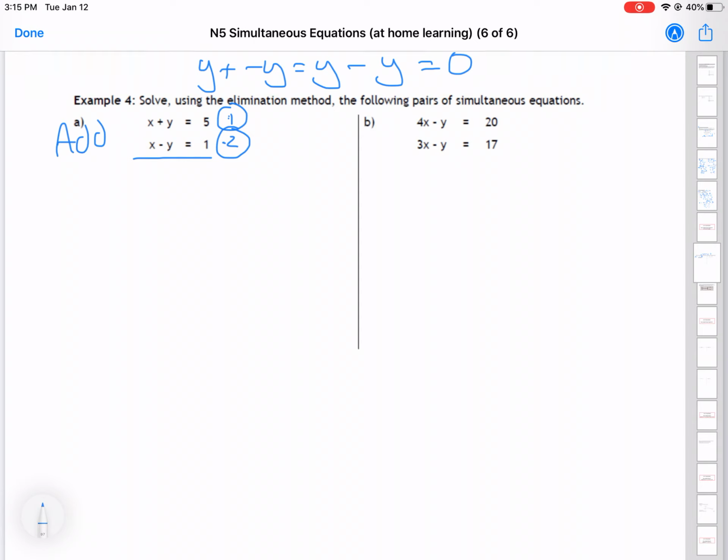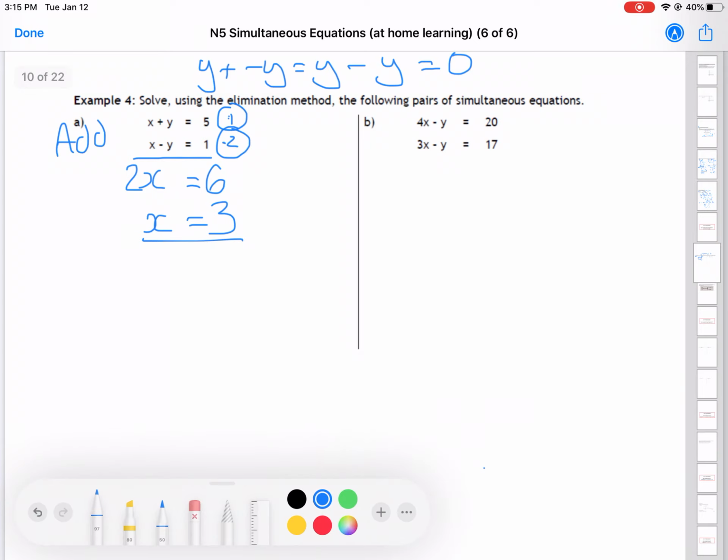So let's see what happens when we add them together. Keep the equals sign in the middle. Always keep that carrying down. X plus x is 2x. The reason I've added them is so that these two y's disappear, they eliminate each other, therefore there's no y's left. 5 plus 1 is 6. So x equals 3 in this case. If 2x is 6, x has to be 3.